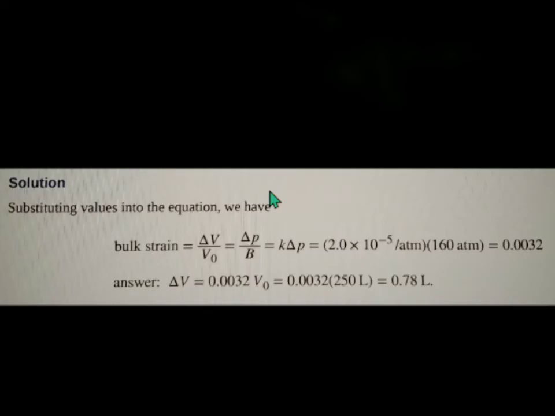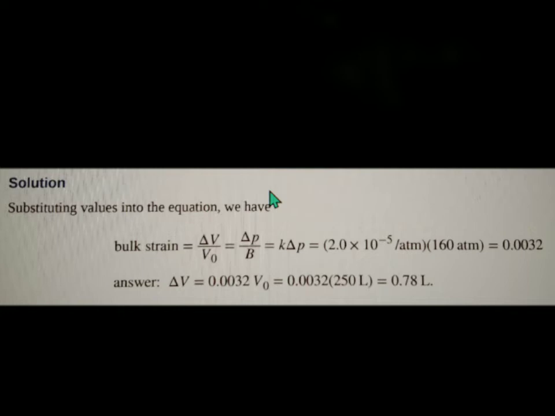So, we must invert equation 12.40, which is equivalent to K equals 1 over B equals negative delta volume over the original volume divided by delta pressure. To find the bulk strain, first we convert the pressure increase from psi to atm, which is delta P equals 2,300 psi, equals 2,300 divided by 14.7 atm, which is equal to 160 atm, and identify the original volume equals 250 liter.